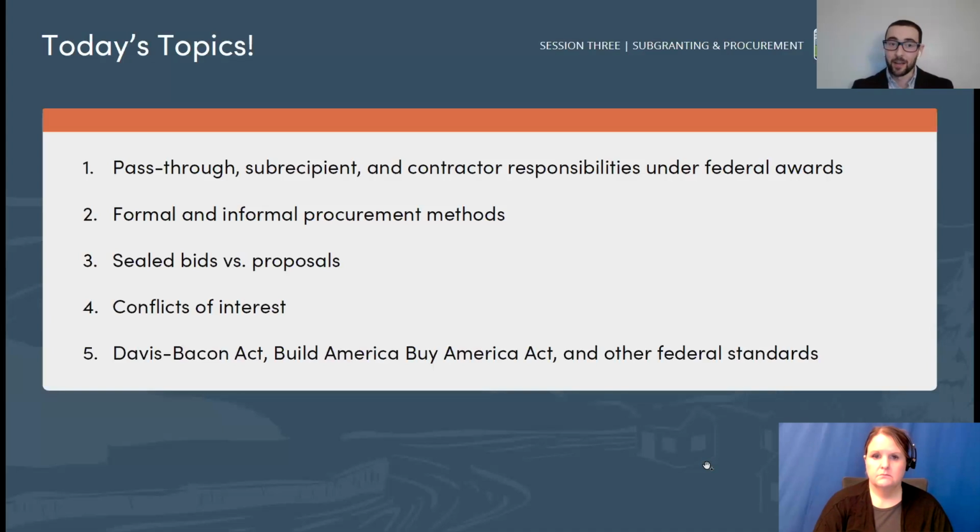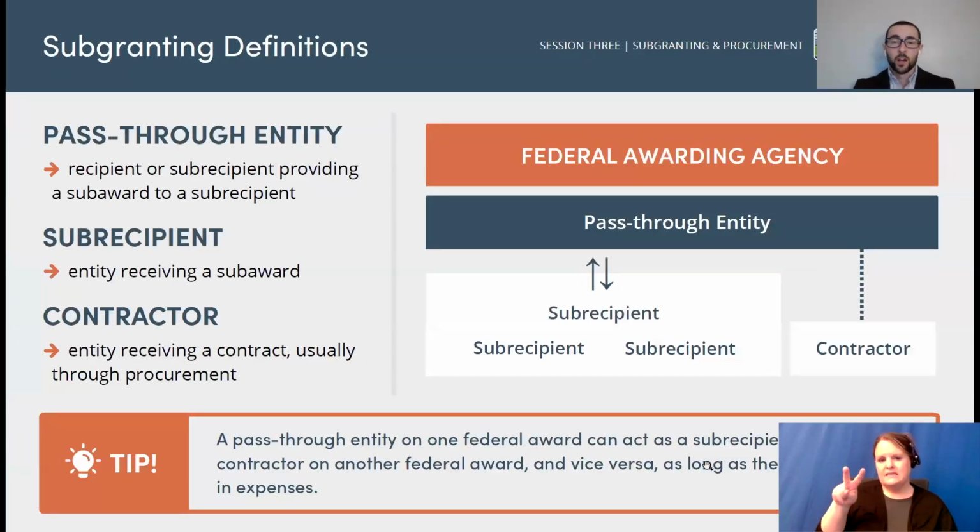Okay, today's topics: we are going over the meat and potatoes of what pass-through, subrecipient, and contractor responsibilities are, different procurement methods, formal and informal, the difference between sealed bids and proposals, conflicts of interest, and other federal standards like the Davis-Bacon Act. Okay, so let's start off with some subgranting definitions. I think it's important that we understand the terminology.